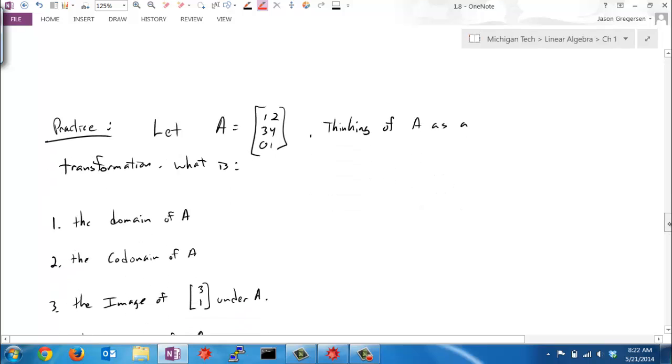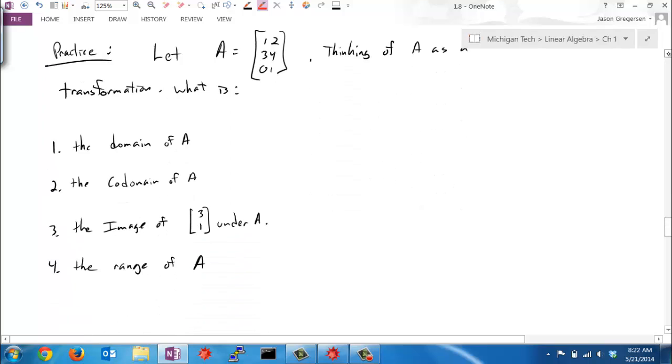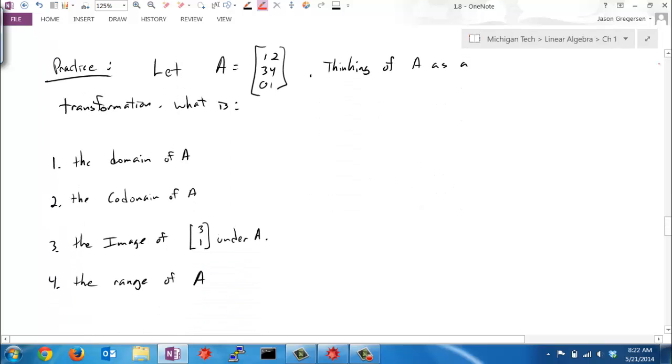All right, let's try some. Here's a matrix A. Thinking of this as a transformation, describe the domain, the codomain, the image of (3, 1) under A, and the range of A. Feel free to check your answers when you get them. Feel free to talk about it. Point is to make sure that we're comfortable with these definitions before we move on.